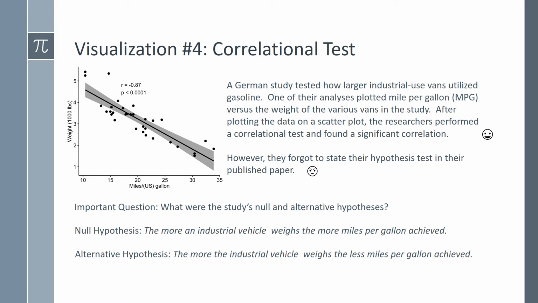Visualization number four, which is a correlation test. And it reads, a German study tested how large industrial use vans utilized gasoline. One of their analyses plotted miles per gallon versus the weight of the various vans in the study. After plotting the data on a scatter plot, the researchers performed a correlational test and found a significant correlation. However, they forgot to state their hypothesis test in their published paper. The important question reads, what were the study's null and alternative hypotheses?